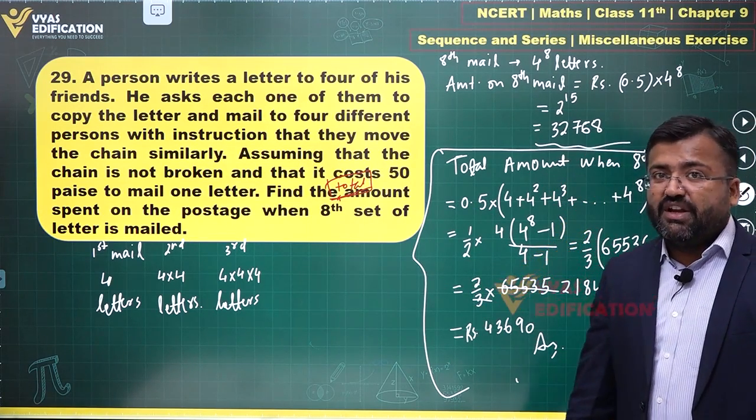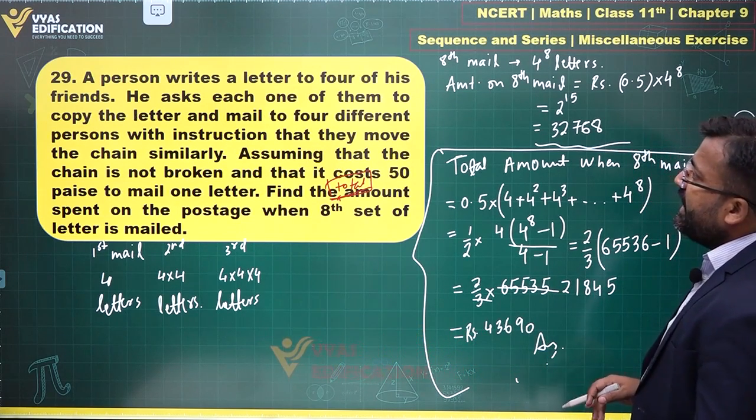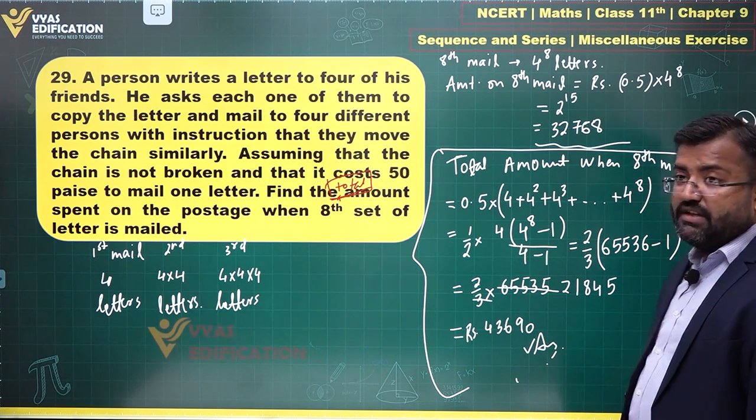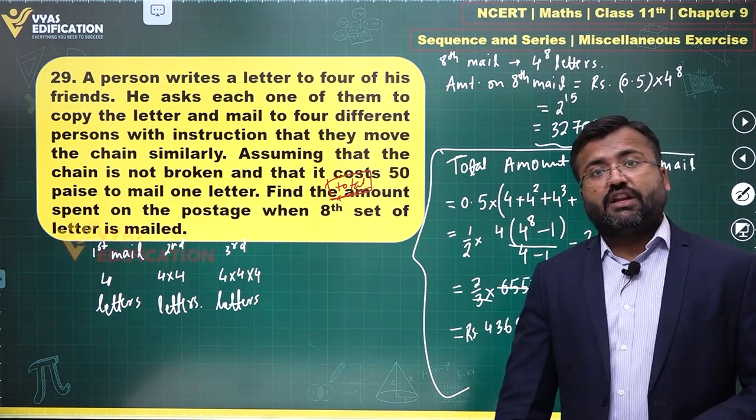The amount only on the 8th mail is the earlier one, right? That's what we have. That's the final calculation for this. And the NCERT people have actually given this 43690, I suppose. And that's the final answer for this 29th question, as you can see over here.